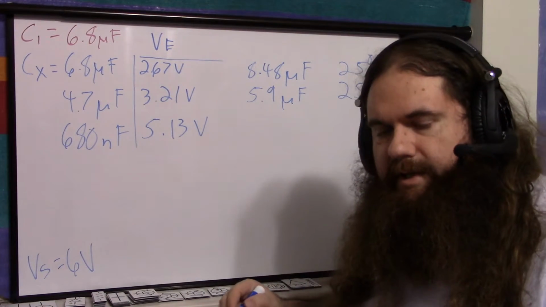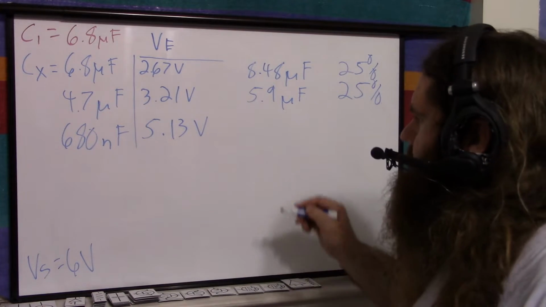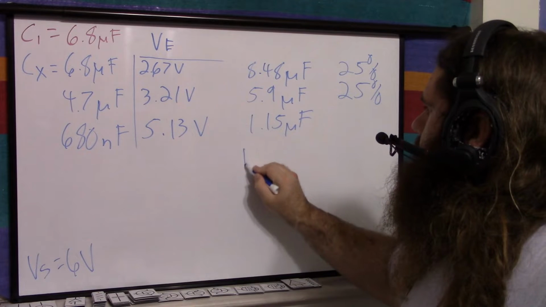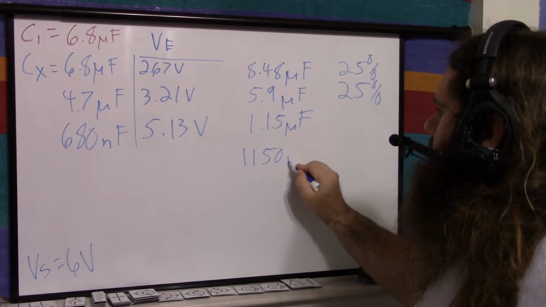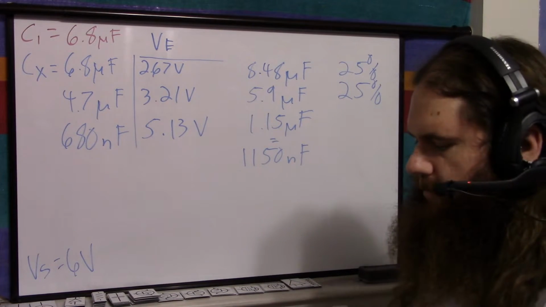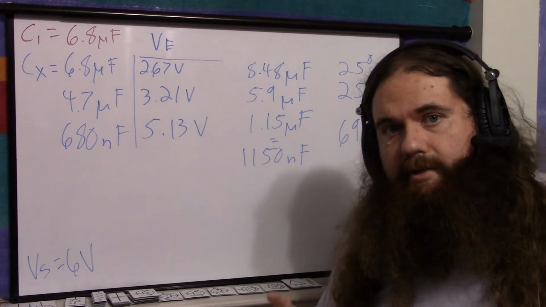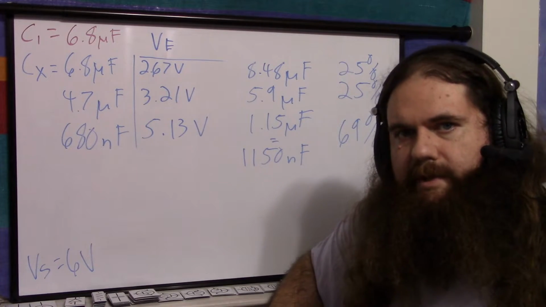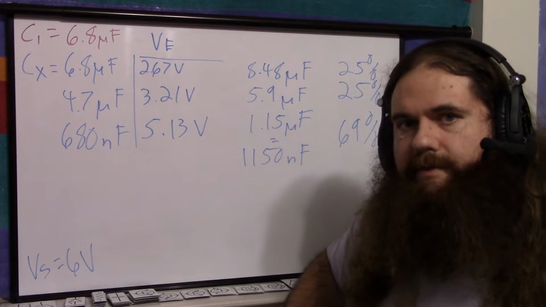And once I get down into the nanofarads, according to the voltage I measured, I have a 1.15 microfarad, in other words, 1,150 nanofarad capacitor, an error of 69%. Not so nice. So when the error on the voltages was around 10%, why am I getting these crazy errors over here?